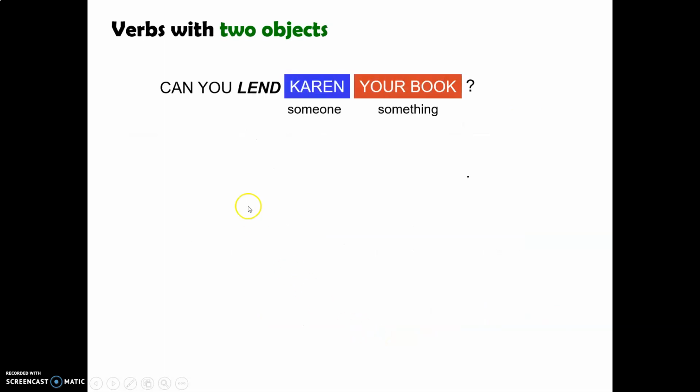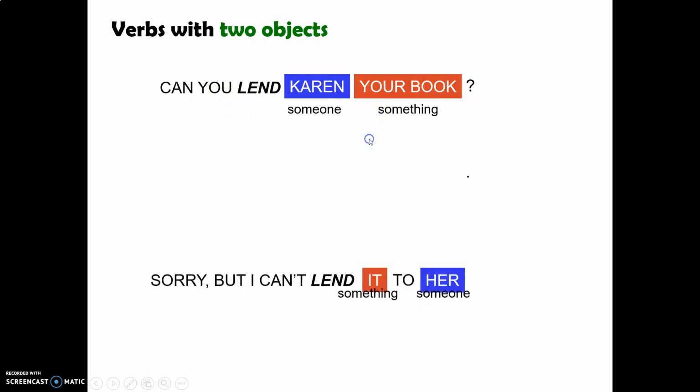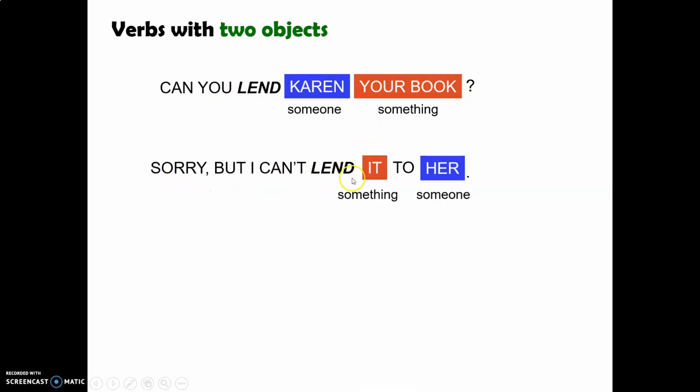Alright, so let's take a look at these examples. I put a question, and then you're going to answer doing the inversion. Can you lend Karen your book? Okay, so when I put the something first, I have to put to or for. So, can you lend Karen your book? Yes, I can lend my book to Karen. Or, sorry, I can't lend it to her. All right, instead of putting my book, I put it here, which is the same thing.